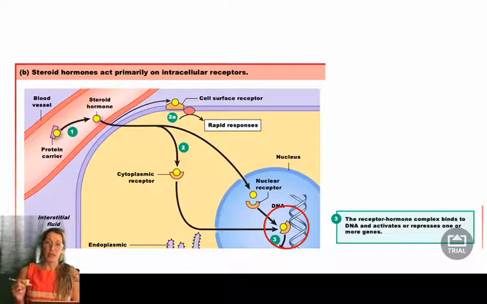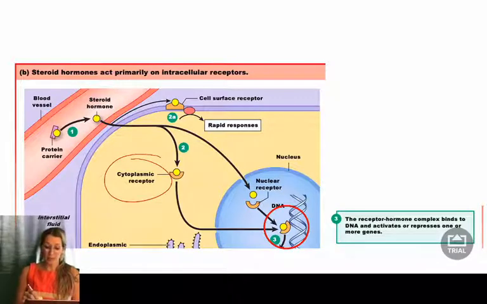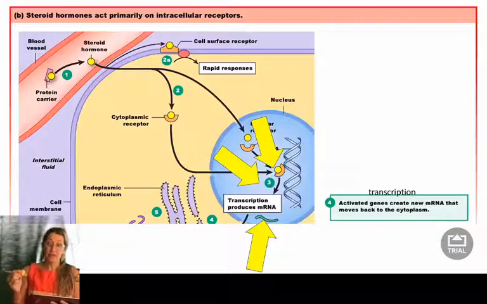Usually what's going to happen when a steroid is released into the body to go do its job is that it's going to talk to a receptor inside the cell. Maybe it's a receptor in the cytoplasm, maybe in the nucleus, but either way, eventually things are going to get to the nucleus. This receptor hormone complex binds to DNA and either activates or represses genes. So it influences transcription, the transcription of DNA to RNA.